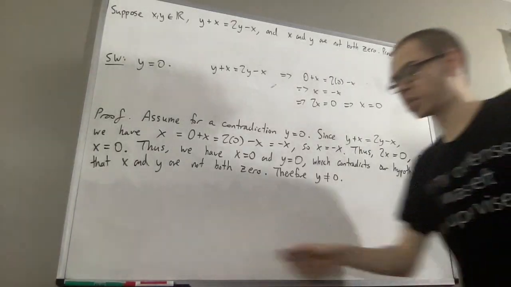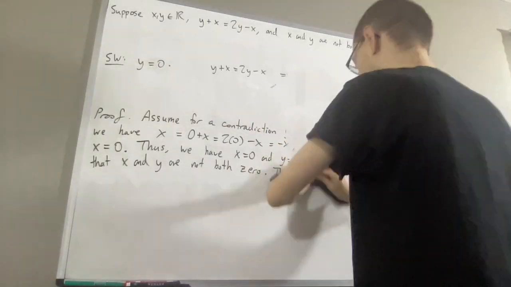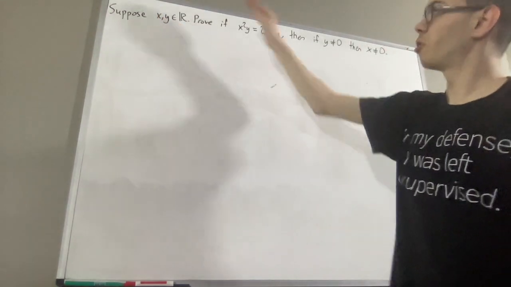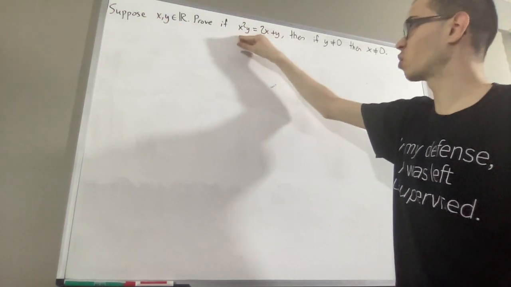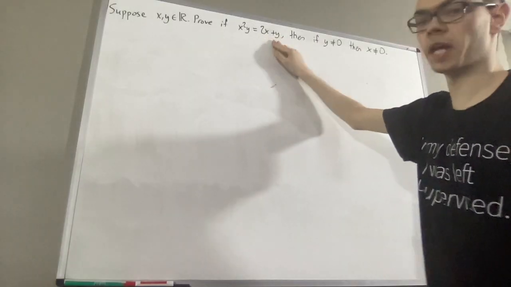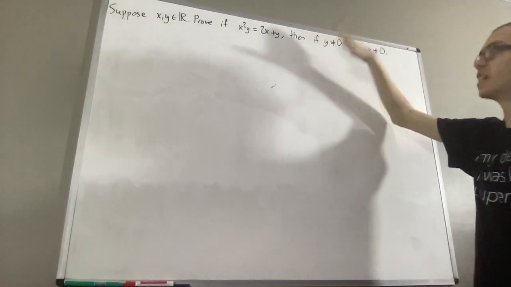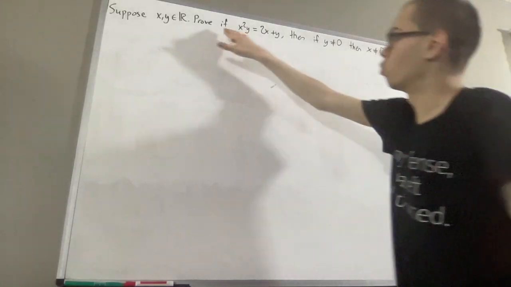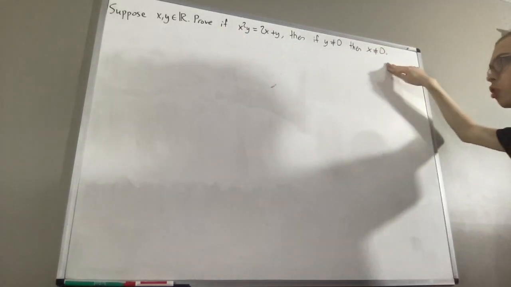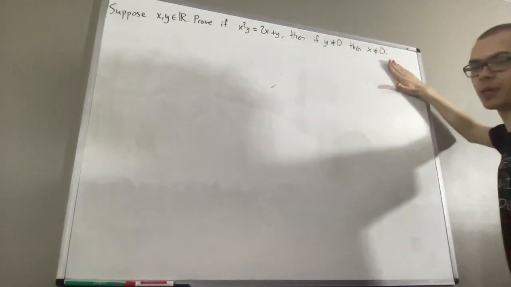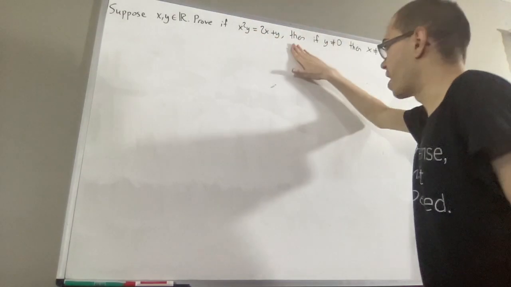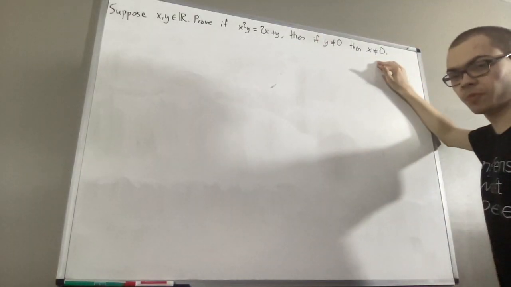So now let's look at another example problem. Suppose x and y are real numbers. Prove if x squared y is equal to 2x plus y, then if y is not equal to 0, then x is not equal to 0. So we're trying to prove a conditional statement, right? The overall conditional statement that we're trying to prove is if this is true, then this is true.